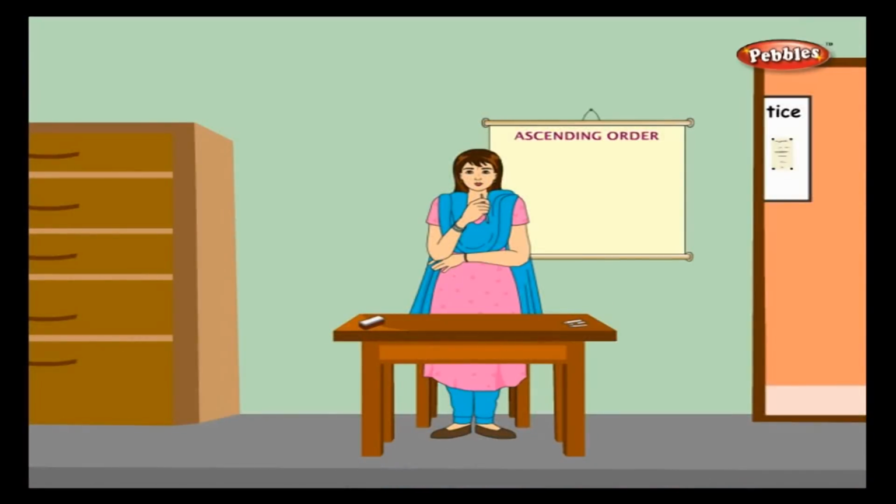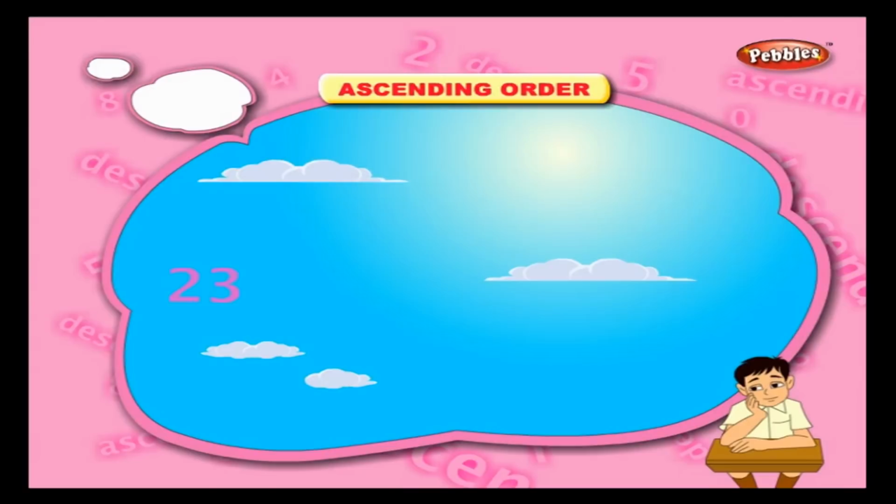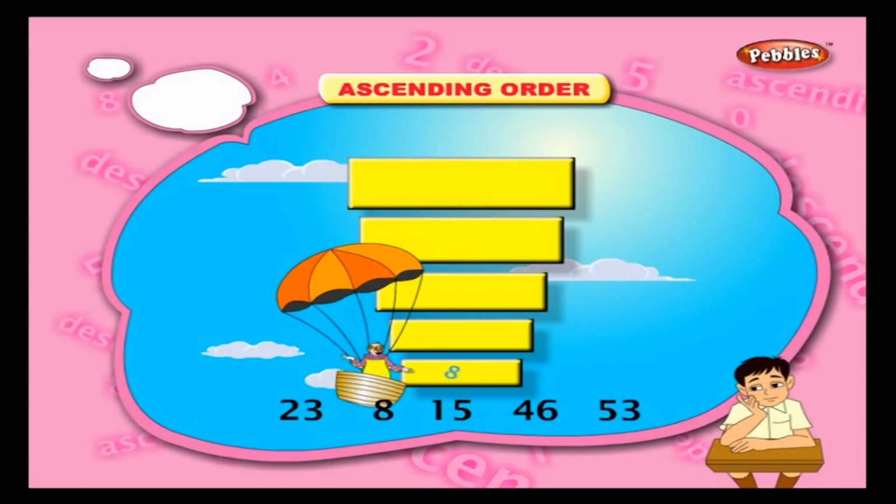Ascending order. Arranging numbers from the smallest to the greatest is called ascending order. First, we arrange the one-digit numbers from the smallest to the greatest. Next, we arrange the two-digit numbers from the smallest to the greatest. Then, we arrange the three-digit numbers from the smallest to the greatest, and so on. Let us arrange these numbers in ascending order: 23, 8, 15, 46 and 53.